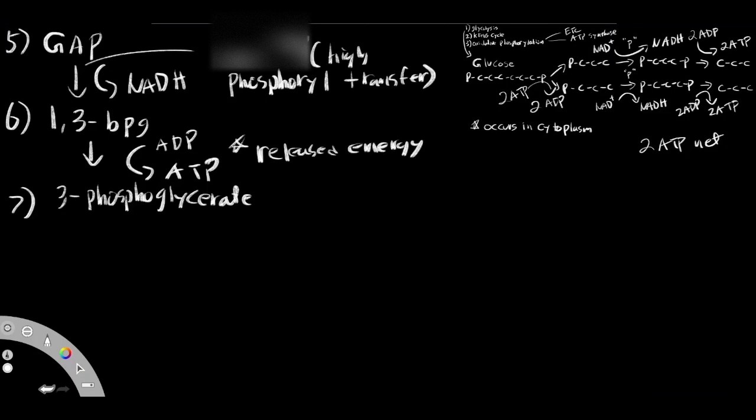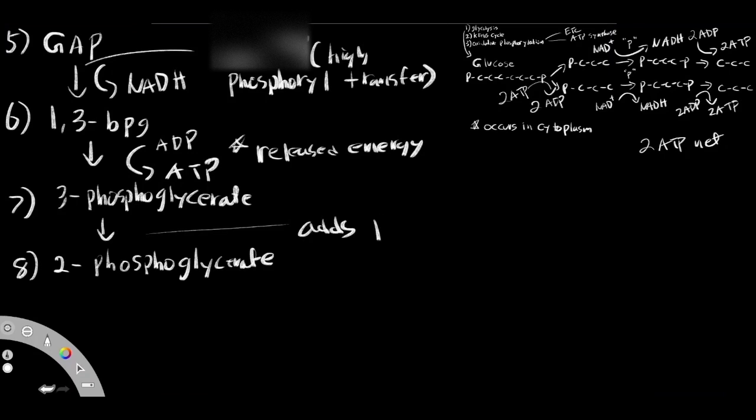Now we've got to keep going, okay? So now we've got to get to step 8. So step 8, it turns into 2-phosphoglycerate, okay? So at this point, it's not removing another P. It's just adding, at this point, another phosphoryl transfer potential, okay? So it adds another phosphoryl transfer potential.